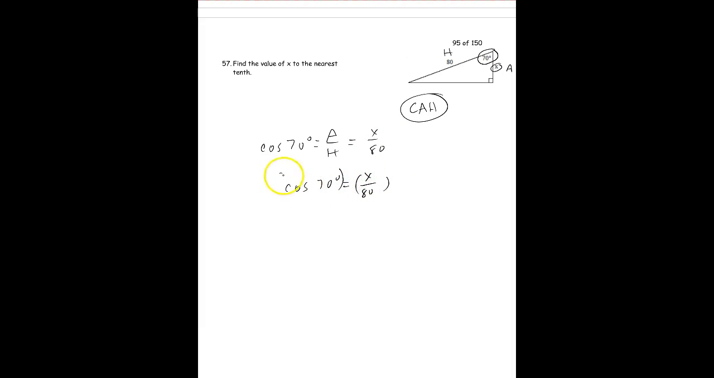To solve this, I'm going to multiply both sides by 80 to clear the fractions here. So the 80s cancel. 80 divided by 80 is 1. X is going to be 80 times cosine of 70 degrees. So x equals 27.4. Now I see what I did wrong in that last problem. So this is x equals approximately. I was reading the wrong thing on the answer key.